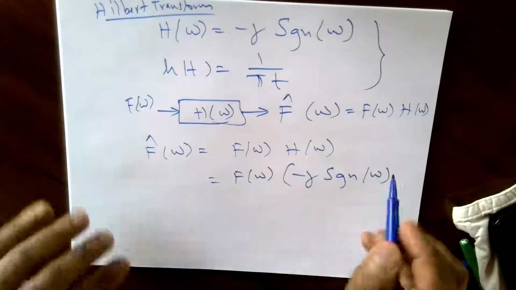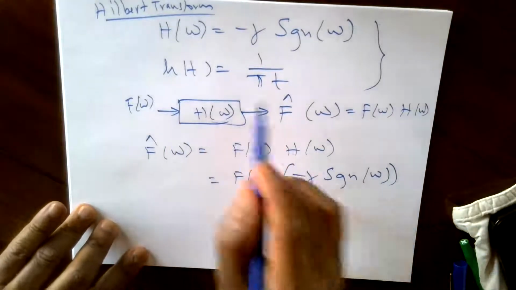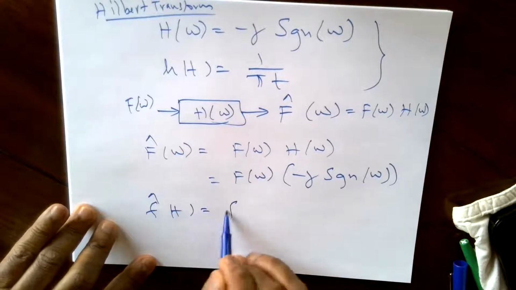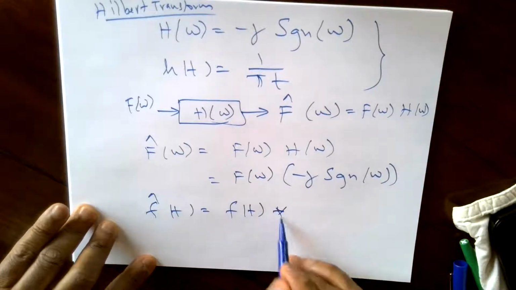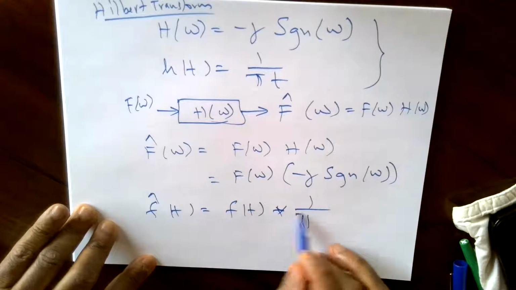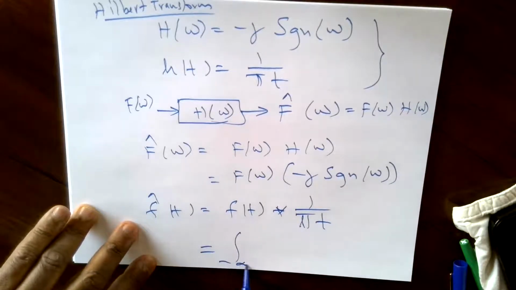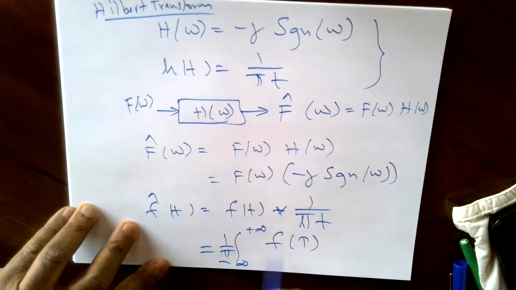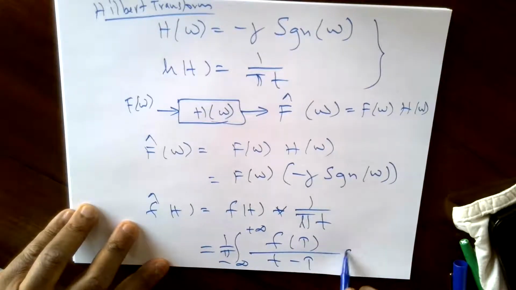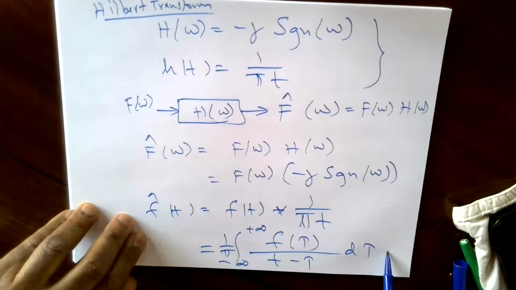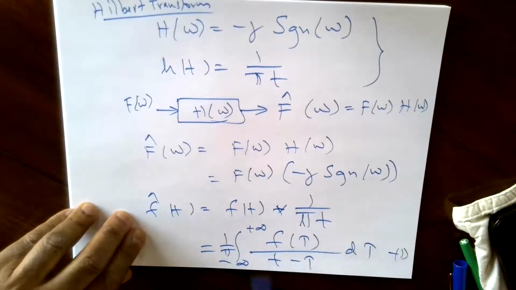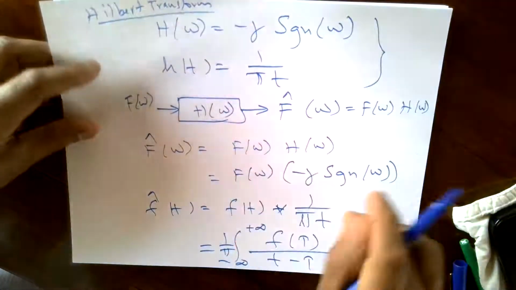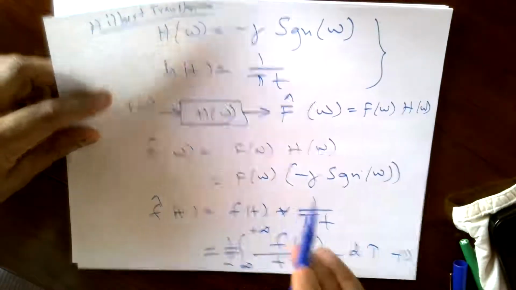And if you want, we also have the relation that f hat of t is f of t convolved with 1 over pi t. This is a well-known relation, but I'm going to create a variation of this which may not be that well-known. The difficulty is implementing this. So the question is, can we get a second expression for this? So I'm going to start from this expression.